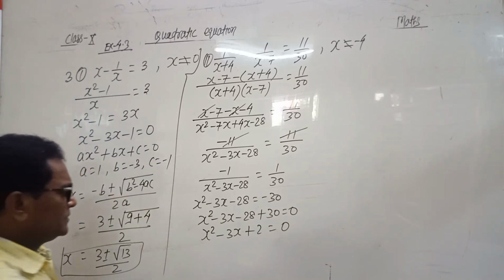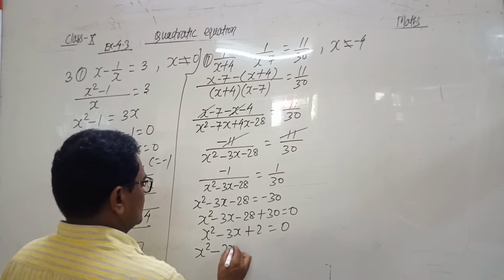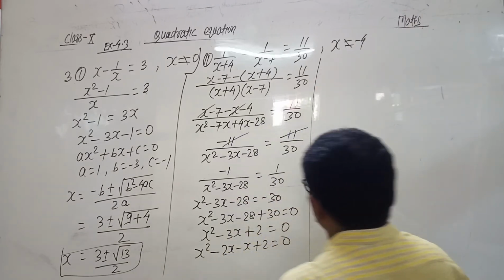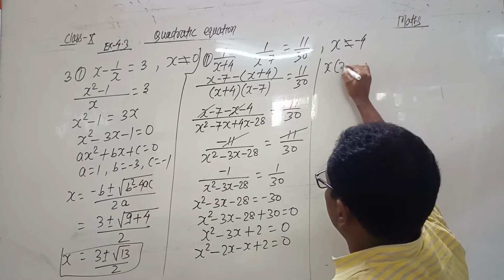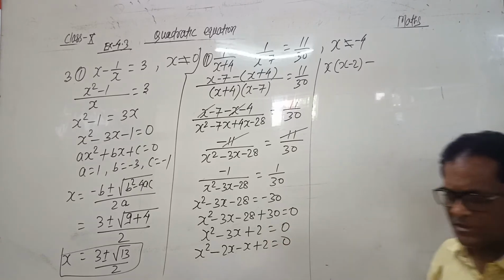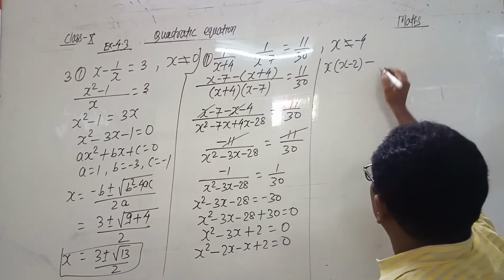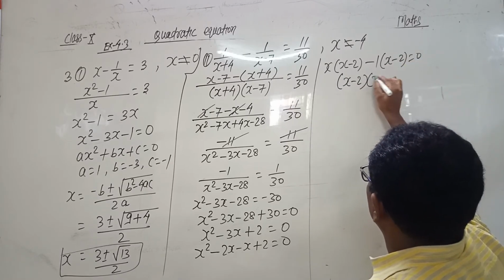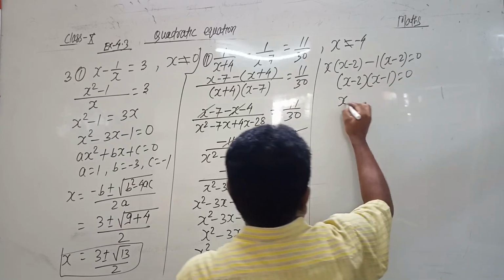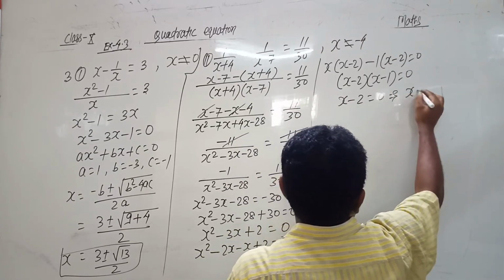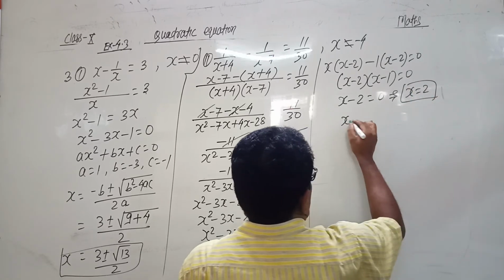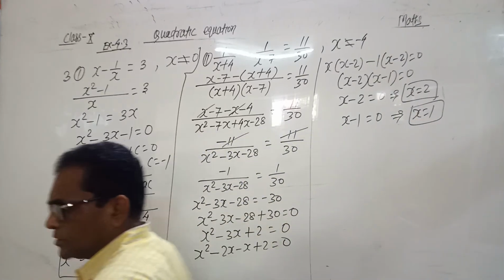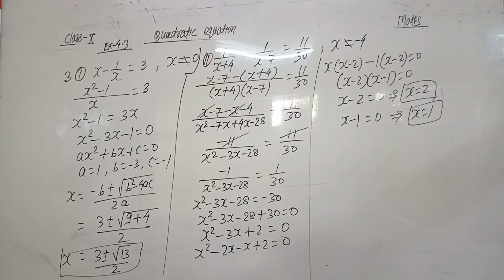Now make its factors. So this can be written as x square minus 2x minus x plus 2 equals 0. From the first two terms, x is common, so we get x minus 2, and from the last two terms, if there is nothing common, we can take 1 as a common. x minus 2 is common, x minus 1 equals 0. So x minus 2 equals 0 implies x equals 2, and when x minus 1 equals 0, this implies x equals 1. So these are the two solutions, x equals 1 and x equals 2.